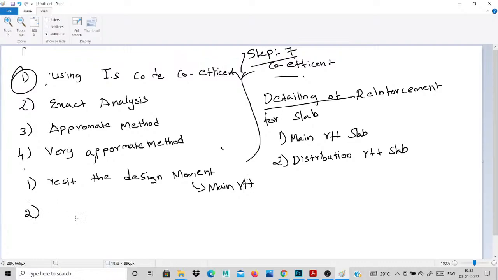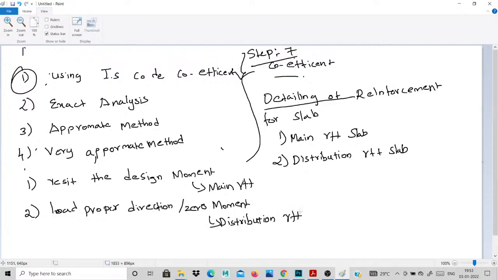Then distribution: distribution steel distributes the load in the proper direction, where there is zero moment. That is known as distribution reinforcement. The design moment is resisted by the main reinforcement; the load direction with zero moment has the distribution reinforcement.